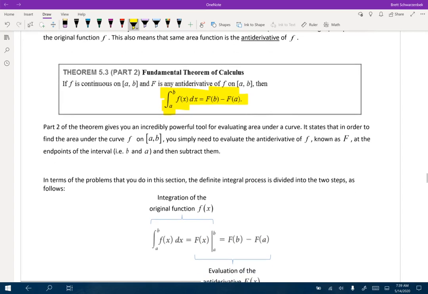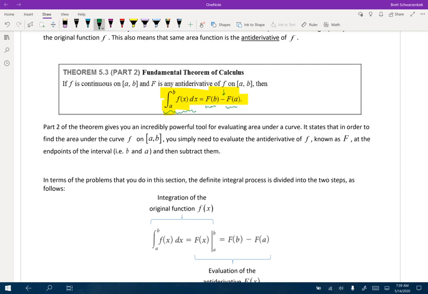And what does it state? It states how to actually solve an integral. In other words, how to find the actual exact area under a curve. As long as your function is continuous on the interval, then with capital F being the antiderivative, the definite integral from a to b of f of x is the equivalent of taking the antiderivative and evaluating at b, taking the antiderivative and evaluating at a, and just subtracting them.